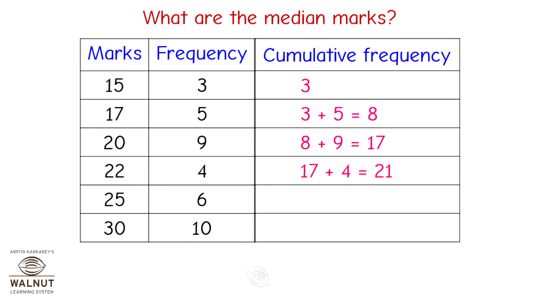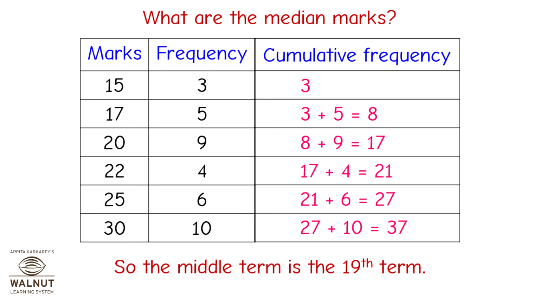In the next row, again we add the frequency to this number. So, we have 21 plus 6 is equal to 27. Then 27 plus 10 is equal to 37. So, the last one is 37. From this we know that we have 37 terms in the data.